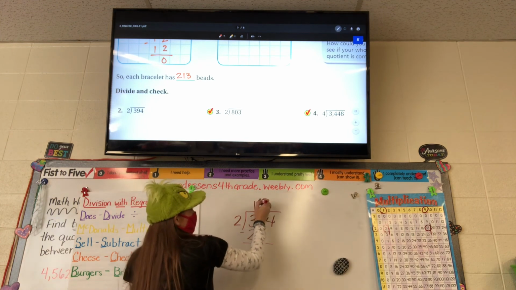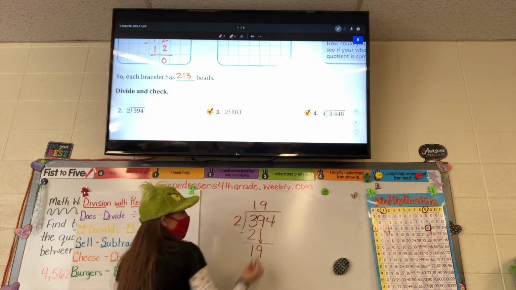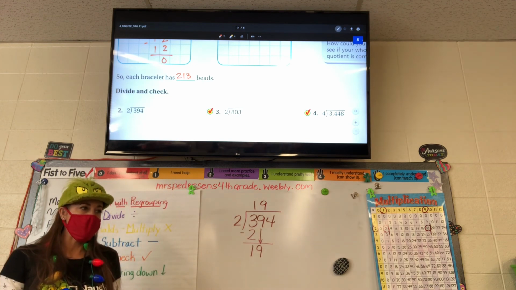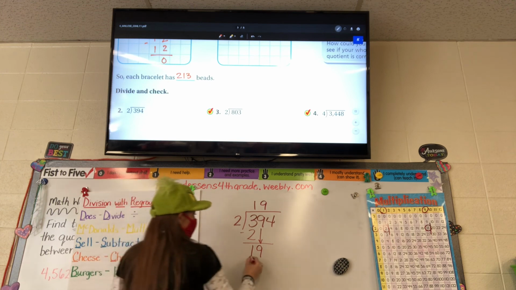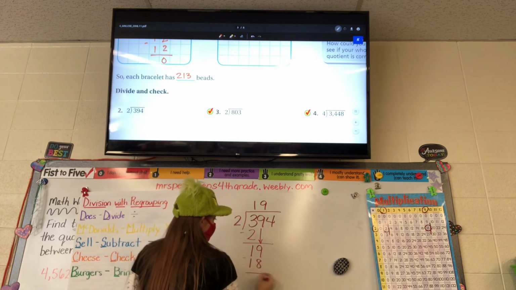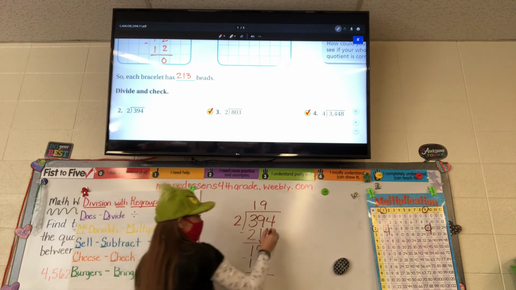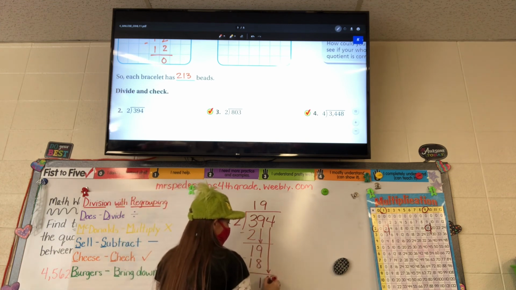Okay, so we're going to put a 9 on top. And what down low? 9. What goes underneath? 18. 19 minus 18 is 1. Is 1 less than 2? Yes, so we can bring down the 4.